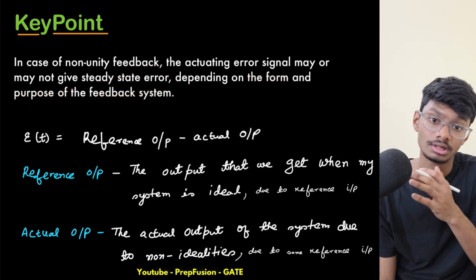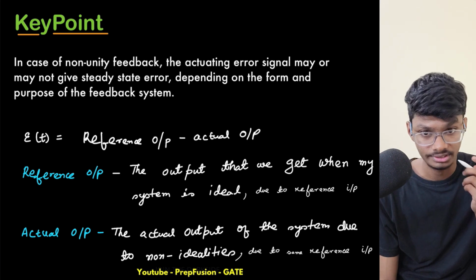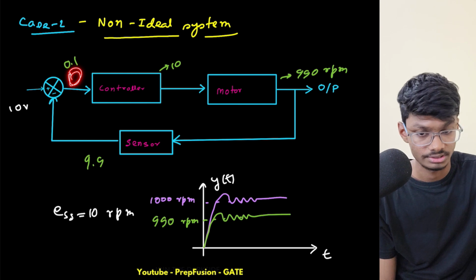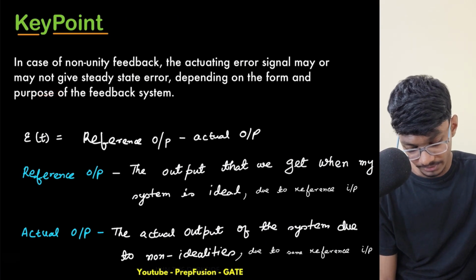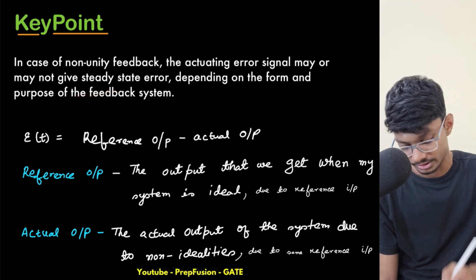This is about unity feedback. In unity feedback, the actuating error signal is the steady state error. Where was the actuating error signal? It was here, if you remember correctly. In general it may not give the steady state error, depending on the form and purpose of the feedback system. I will explain this later.